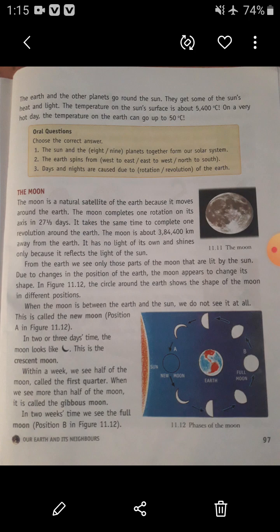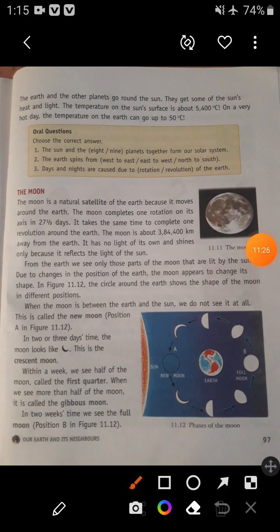So students, here the phases of the moon are given. Look at this figure carefully. When the moon is between the earth and the sun, we do not see it at all. This is called new moon. Here, in 2 or 3 days time, the moon looks like this. This is the crescent moon.